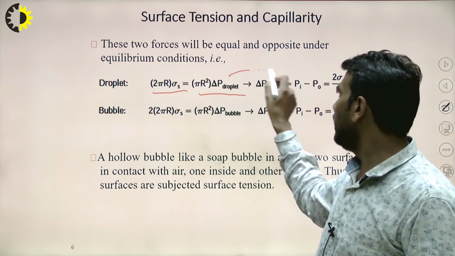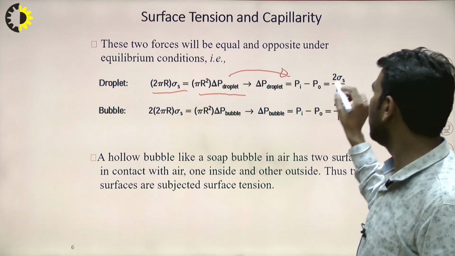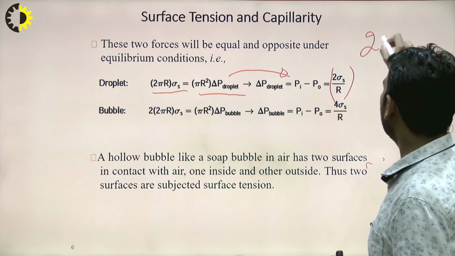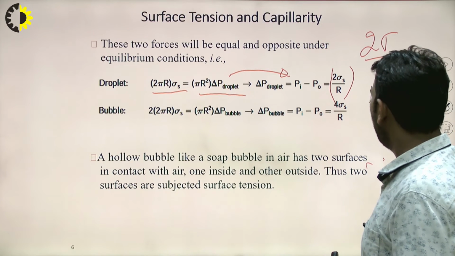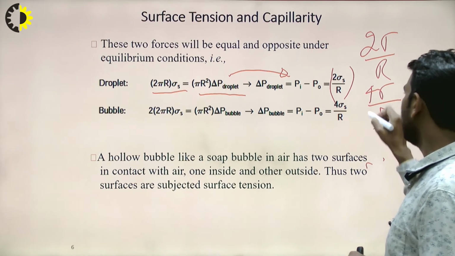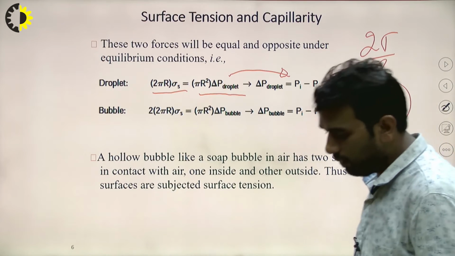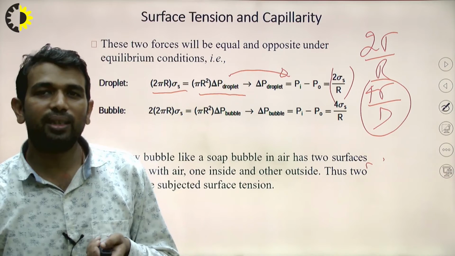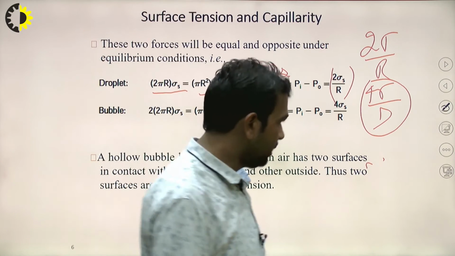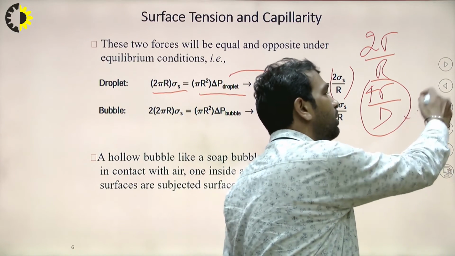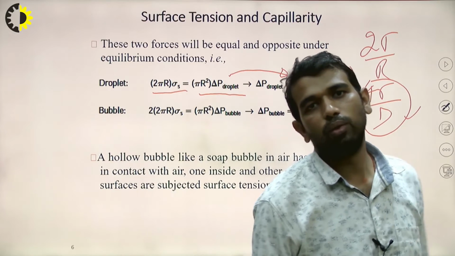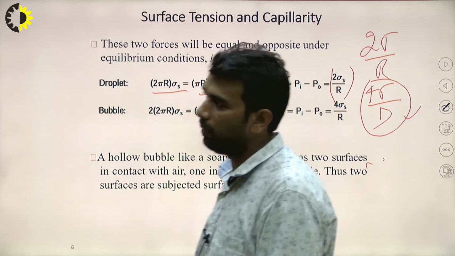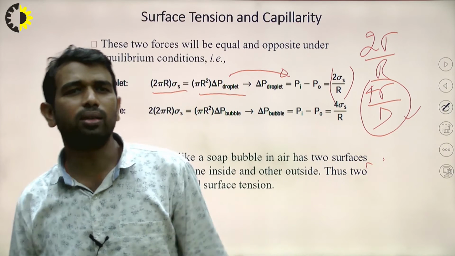If you simplify it, what you are going to get is 2 sigma by r. You can also write that as 4 sigma by d. There is nothing wrong in it. And if in a problem the diameter is given instead of the radius, you can directly use this equation, 4 sigma by d, and choose the diameter of the droplet to solve the problem. So quite easy for us.